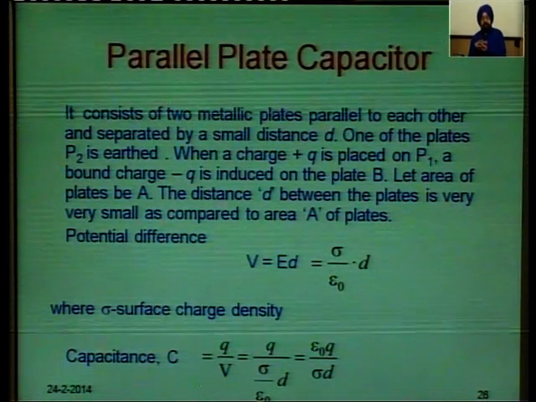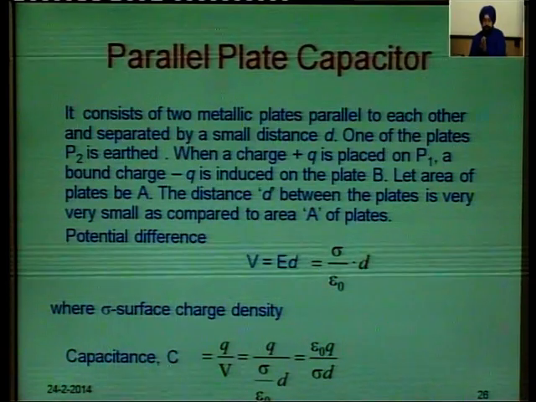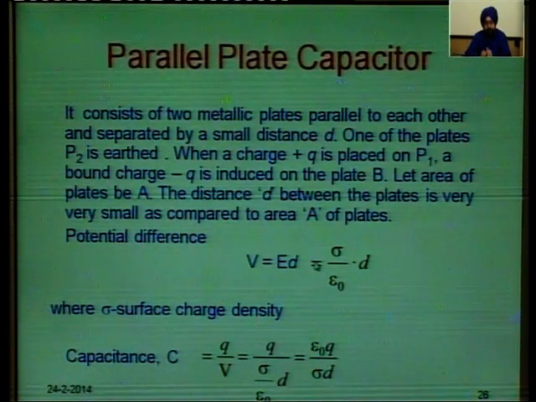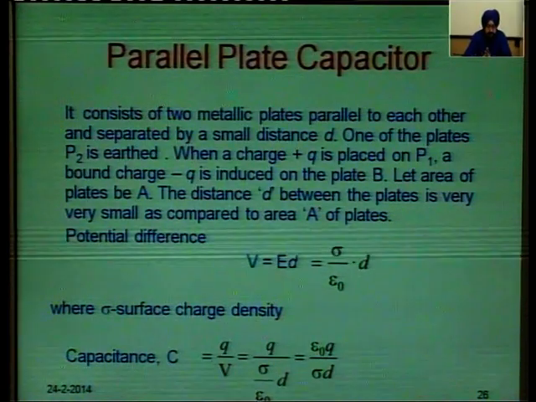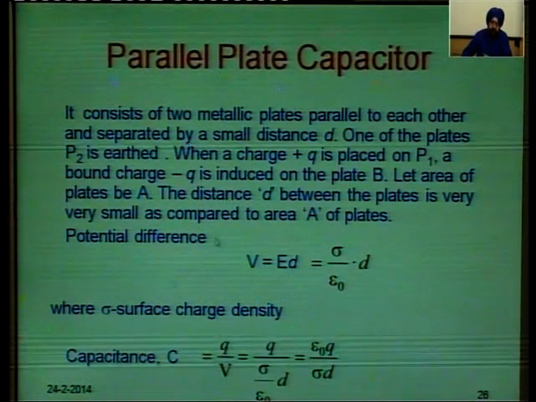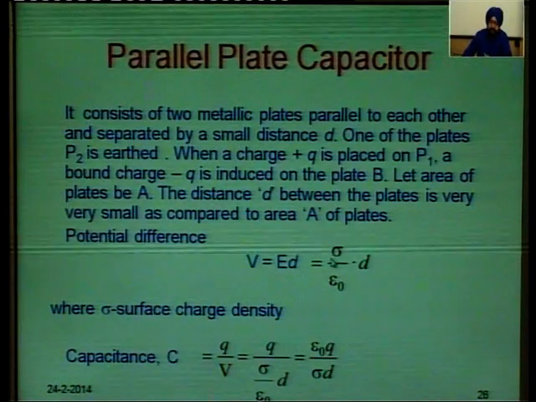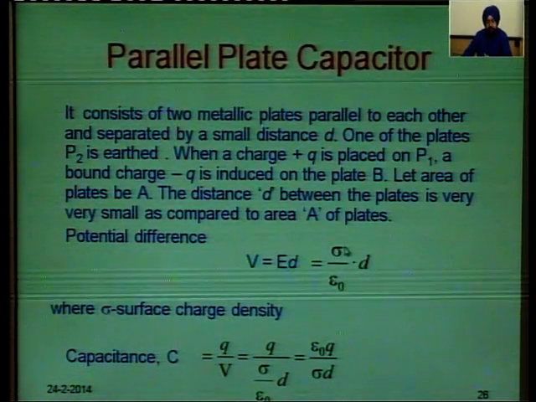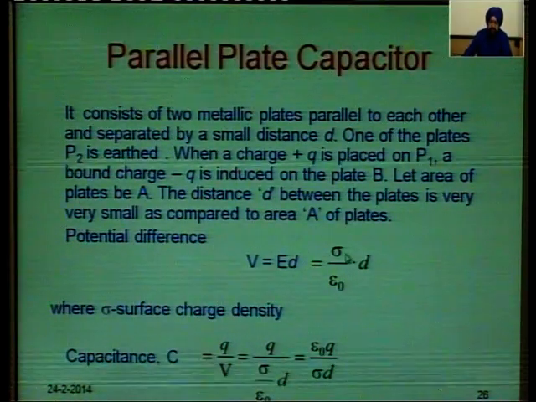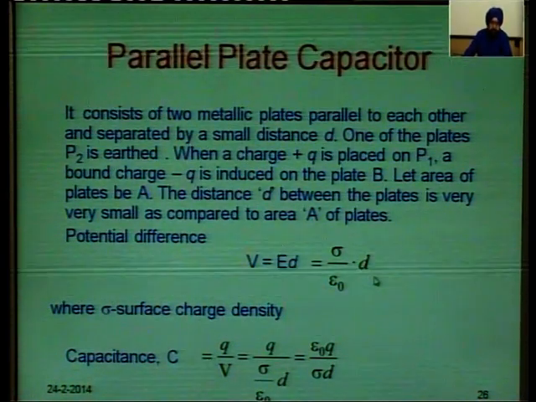Let us say that the plate area is A, and the distance between these two plates is d. Then you know the relation between electric field, potential and distance, that electric field is the negative of the potential gradient. Potential gradient is the change in potential per unit distance. This means we can write potential as electric field into distance. And in Gauss' law, we had studied that the electric field in between parallel plates, which have the same kind of surface charge densities but of opposite polarity, is given as sigma over epsilon naught. So, V is E into d, that is sigma upon epsilon naught into d, where sigma is the surface charge density.